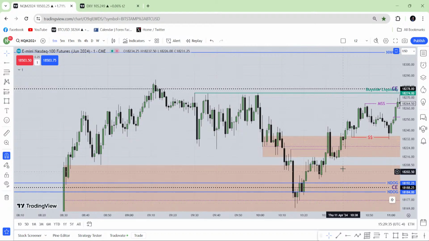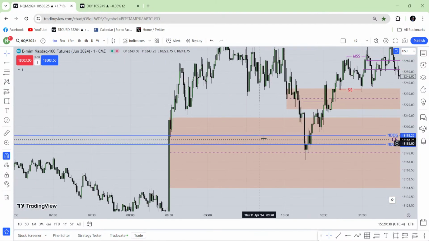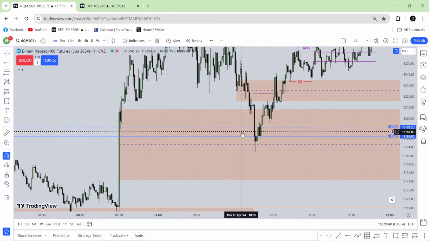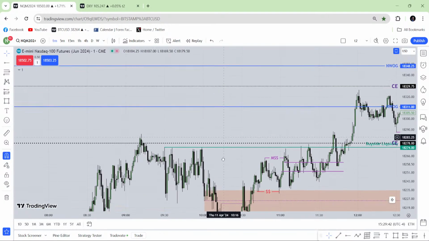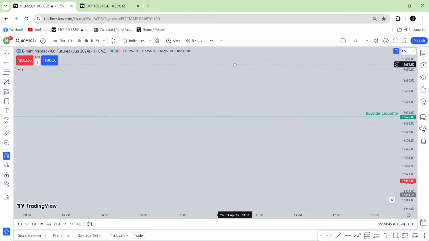Market went lower, lower, lower. Finally, when it made this type of fair value gap, I told you that if it is not broken, I'm going bullish. The market is going to break this one. It is going to break everything until the buy side liquidity comes here.